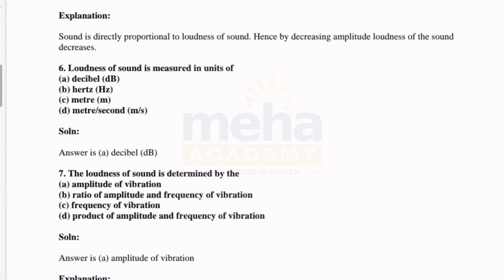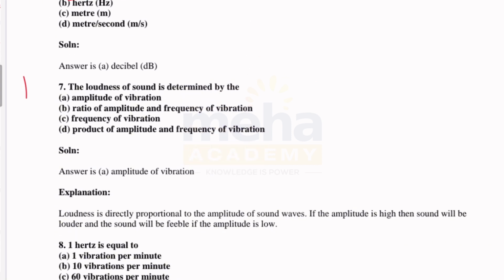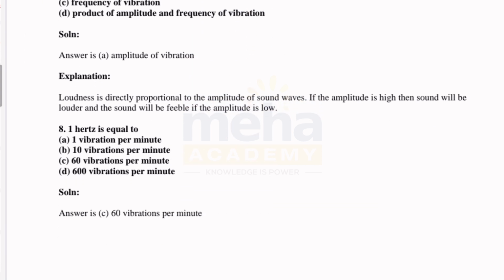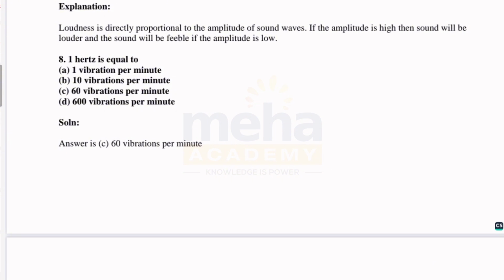Loudness of sound is measured in the units of, as I said, decibel. The loudness of sound is determined always by the amplitude of vibration. It's always a characteristic of amplitude. 1 Hertz is equal to 1 oscillation per second. Oscillation is also called vibration. Both share the same meaning.